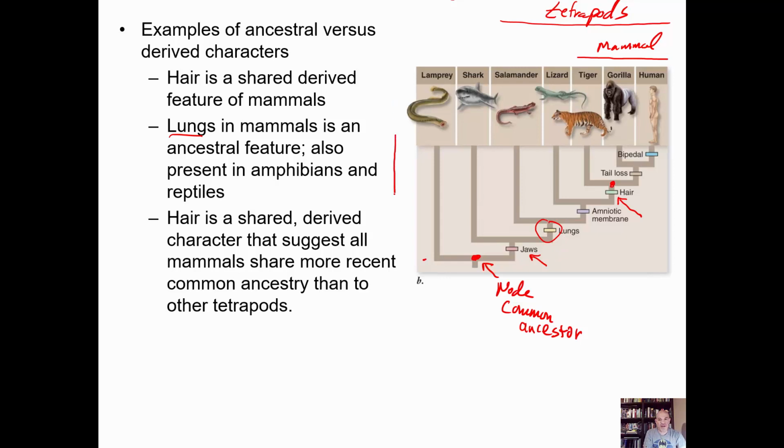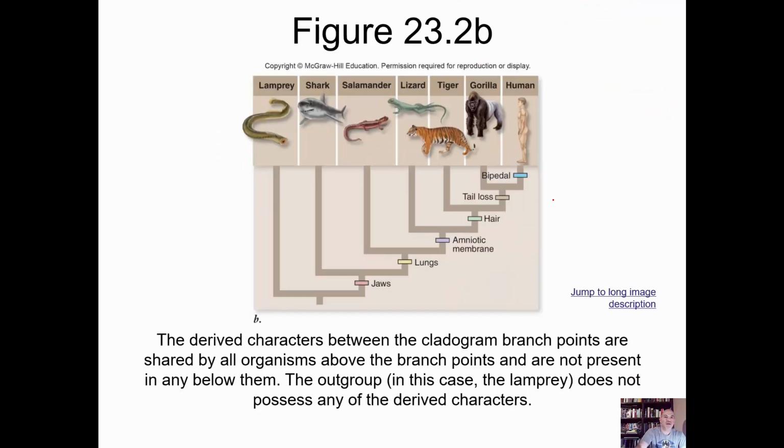So as you go down this diagram, you're going further back in time to more and more distant common ancestors. So we can interpret this diagram to show that the closest relative to the human is the gorilla, right? And the human would be more distantly related to the salamander, and the relationship there would be the lungs that were inherited from some common ancestor way back.